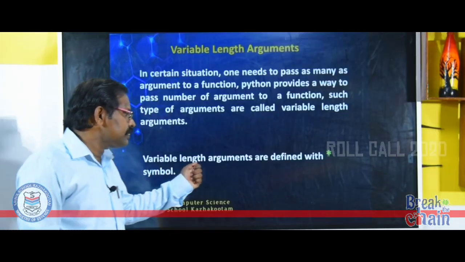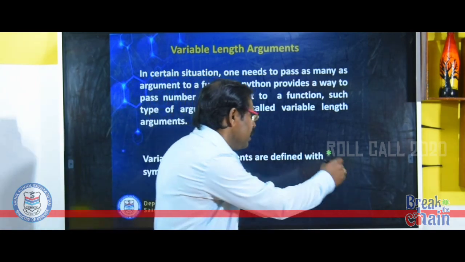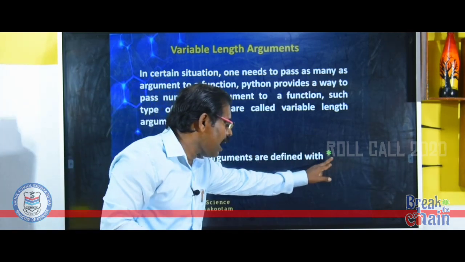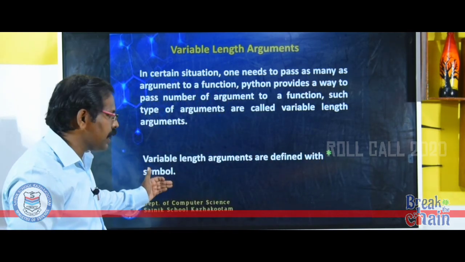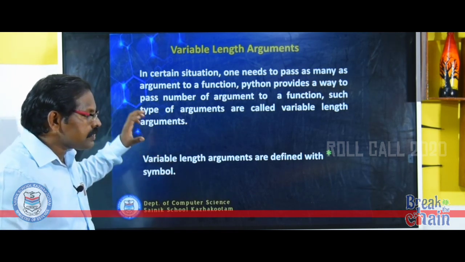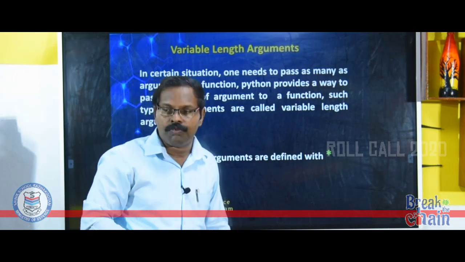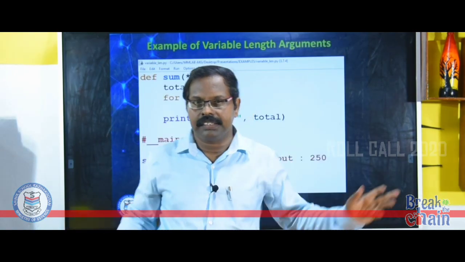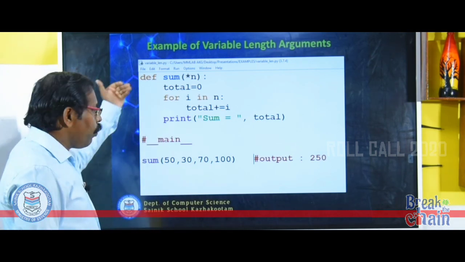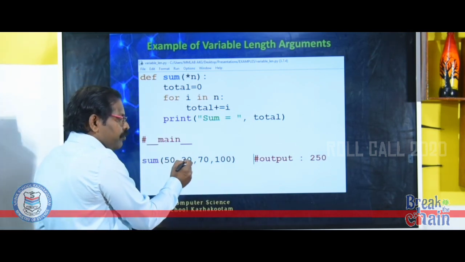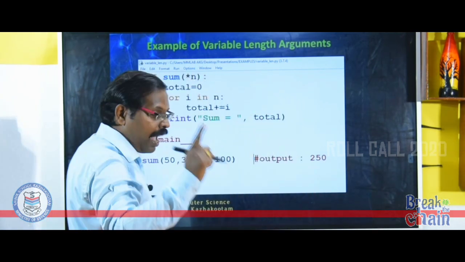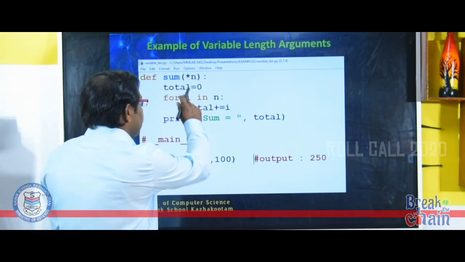How to implement variable length arguments is by using a star. I hope you can see it on my screen. We put a star symbol in front of the argument, which the interpreter understands as a variable length argument. Now look at the example program here on the screen. Here what I am doing is, I want to add 50, 30, 70, 100. I want to add those numbers. Here I am passing these numbers to a single variable.